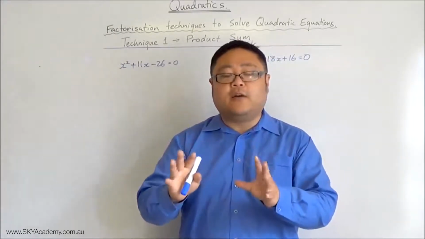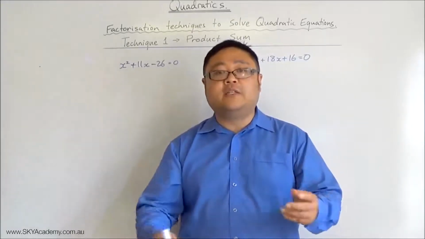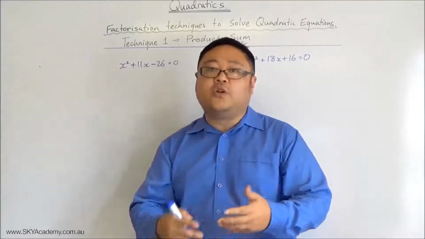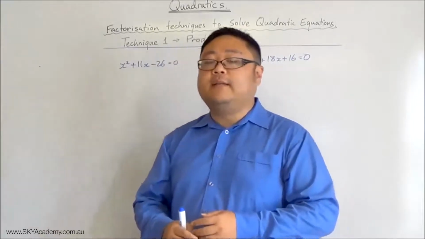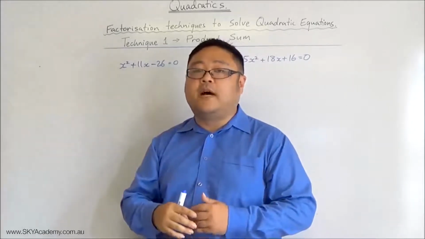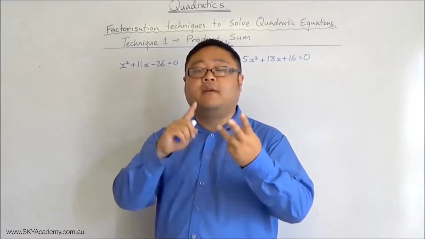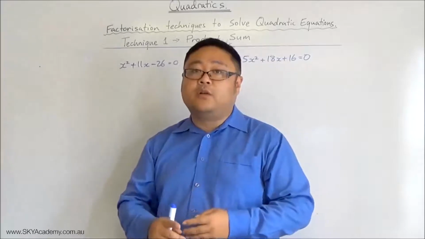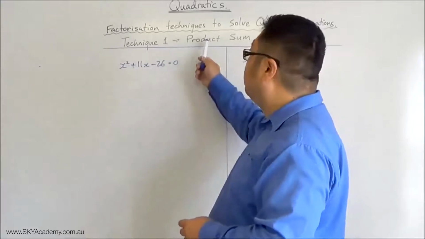In the last episode we looked at factorization as a way of solving quadratic equations. Quadratic equations have the highest power of x being 2, and therefore you should have up to 2 answers for your quadratic. There were 4 techniques that I promised I would go through: the product sum method, the cross method, completing the square, and the quadratic formula. In this episode, we're going to go through the first of those techniques, which is the product sum method.